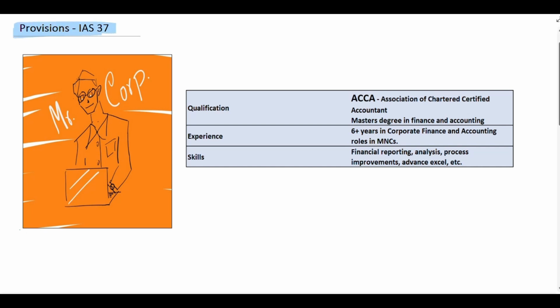Our today's topic is provisions. Provisions is covered under IAS 37, and IAS 37 also covers contingent liability and contingent asset. But our today's video will be around provisions and on contingent liability.